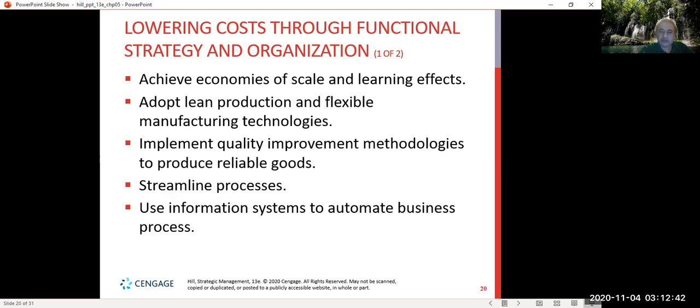Then streamlining processes to take out unnecessary actions, जहाँ time waste हो रहा है, जहाँ cost waste हो रही है, उनको streamline करना. And using information systems to automate business processes, information technology की help से integrate करना businesses को और उनके business की performance को बेहतर करना. Like implementing just-in-time inventory and control systems, or taking steps to retain customers and reduce customer complaints. ये सारी चीजें cost को जो हैं वो lower करती हैं.